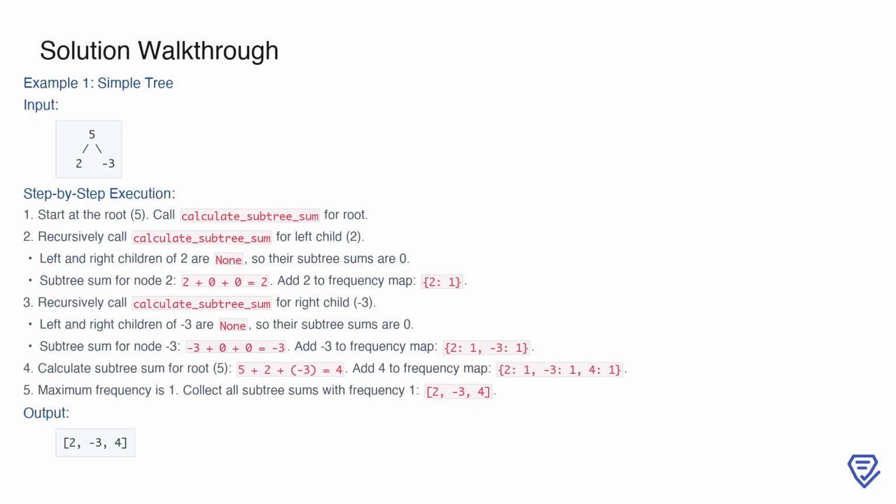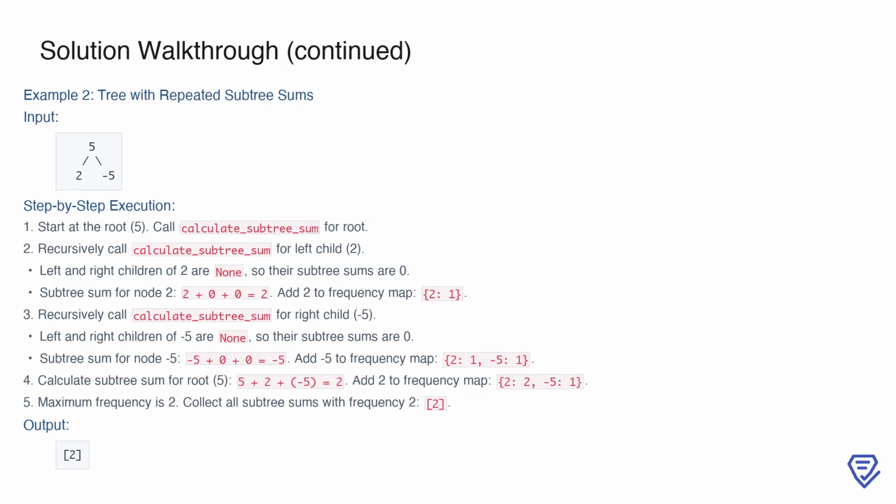Updating the frequency map again, we now have 2, 1, -3, 1, 4, 1. Since all sums have the same frequency of 1, the result is all the subtree sums, 2, -3, 4. Now let's look at a tree where some subtree sums are repeated. Here, the root is again 5, and its children are 2 on the left and -5 on the right.